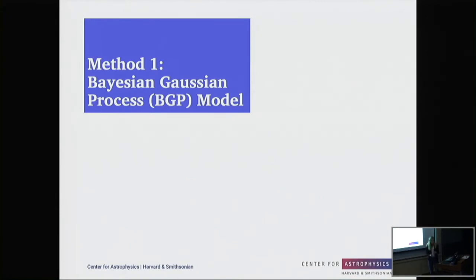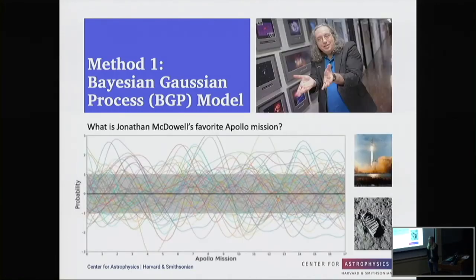I'm going to be talking about a specific example just to illustrate how this actually works. Many of you might have been able to attend last week's colloquium by Jonathan about the history of all the Apollo missions. And so the question we're going to seek to answer is, what is Jonathan McDowell's favorite Apollo mission using this Gaussian process?